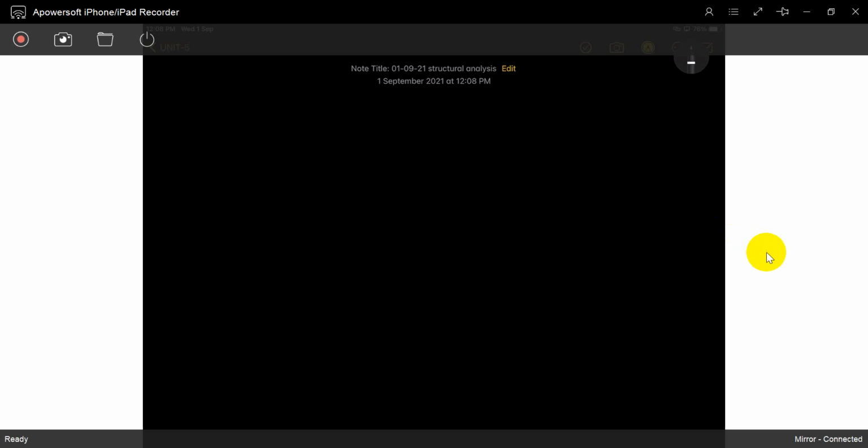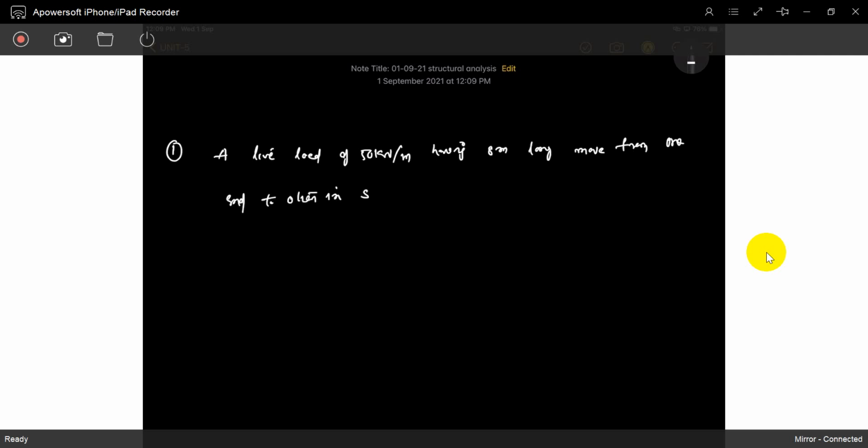We'll solve another problem. A live load of 50 kilonewton per meter, 8 meters long, moves from one end to the other in a simply supported beam of span 10 meters.